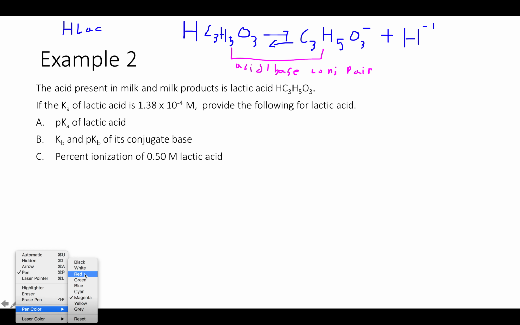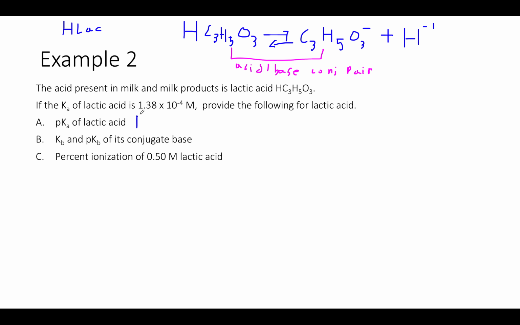Now for the questions. What's the pKa of lactic acid? Well, the pKa equals the negative log of the Ka. We're given the Ka of the acid. The negative log of 1.38 times 10 to the negative 4th gives us a pKa of 3.86.